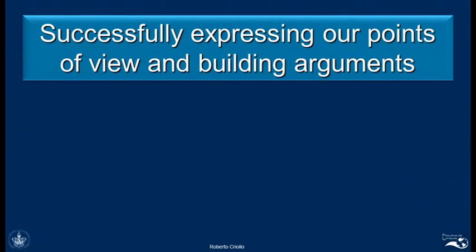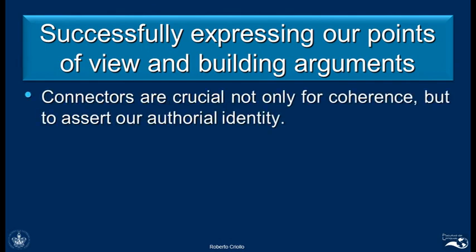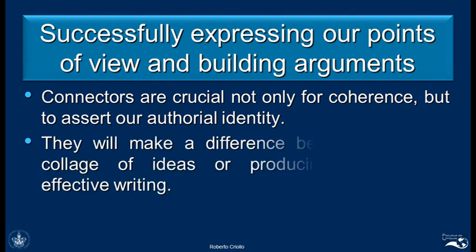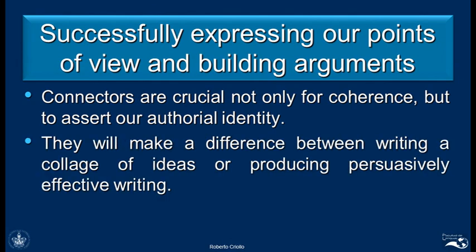So basically that's what we have to say about academic connectors, and we need just to remember that if we want to be successful at expressing our points of view and building our arguments, we need connectors. And connectors are going to provide coherence to your text, but they are also going to assert your authorial identity. You're going to show yourself by means of using academic connectors. Another thing is, of course, that academic connectors will make a great difference between writing just a collage of ideas, copying and pasting, or producing persuasively effective writing.